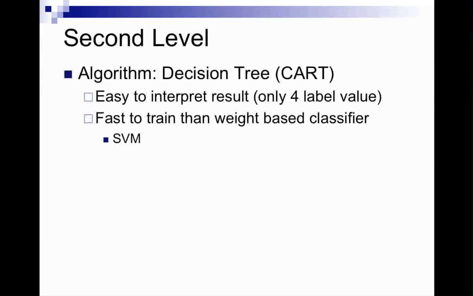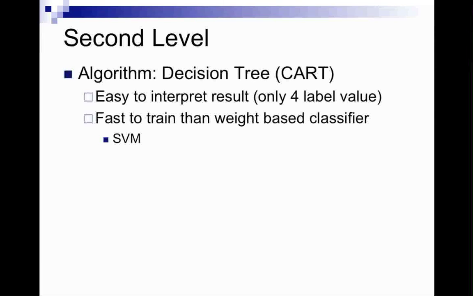CART has a property that in each node it cares about the misclassification rate. So it uses this metric to get the best split. Also, a decision tree is very fast to train compared with weight-based classifiers.